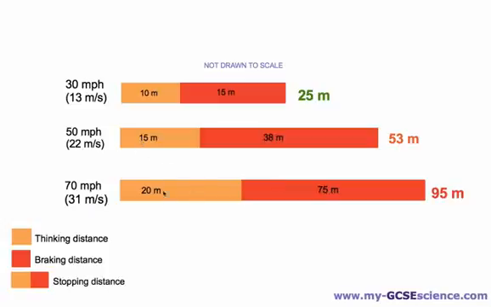And you can read the rest of the table for yourself, but as you can see, the faster the car is moving, or in other words, the higher the kinetic energy, the more distance it will take for the car to stop given the same braking.